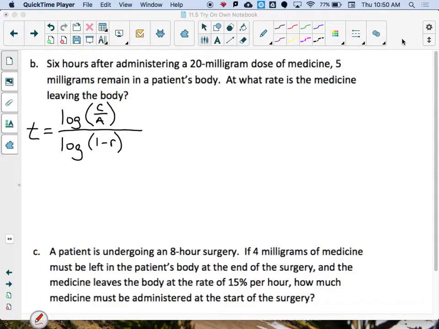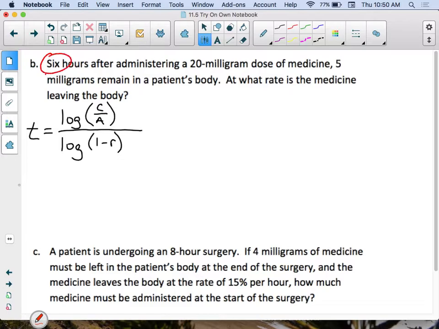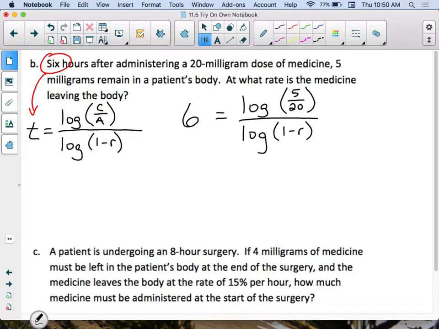You know that the time is 6 hours. So we're going to set this up saying we know that 6 is equal to, again, the log of the ratio, and it had to be the ratio of how much is still in your system and how much did you initially have in the system, divided by the log of 1 minus the rate. And we don't know the rate. That's our unknown. So this is how you're going to set it up.